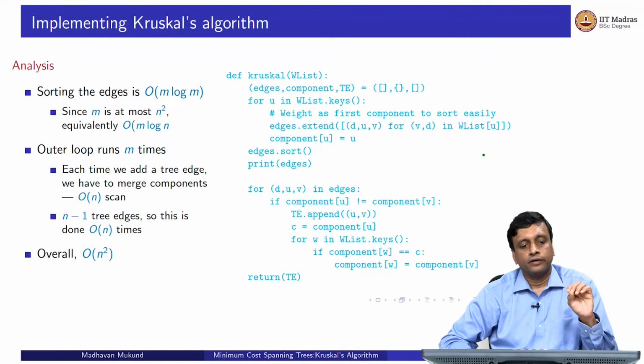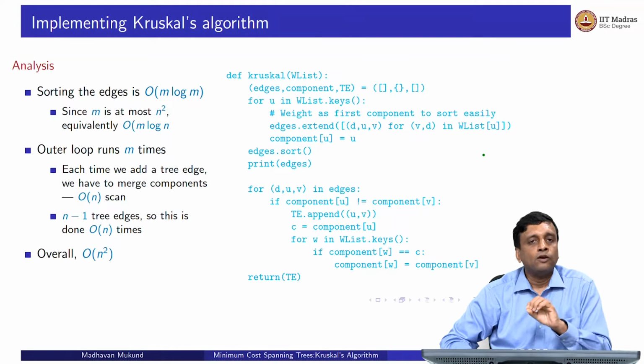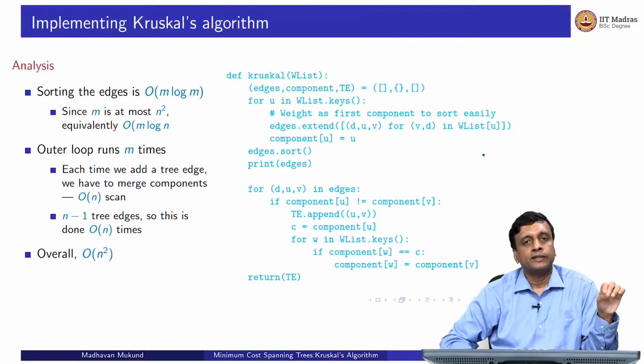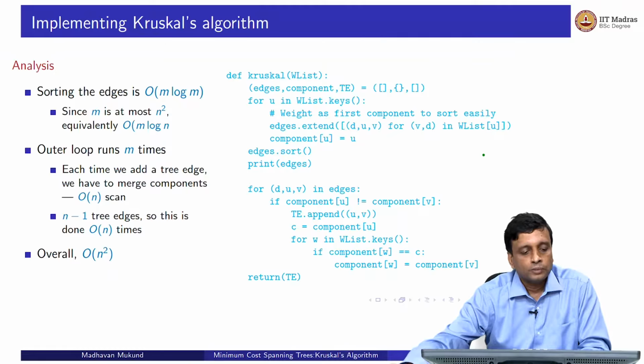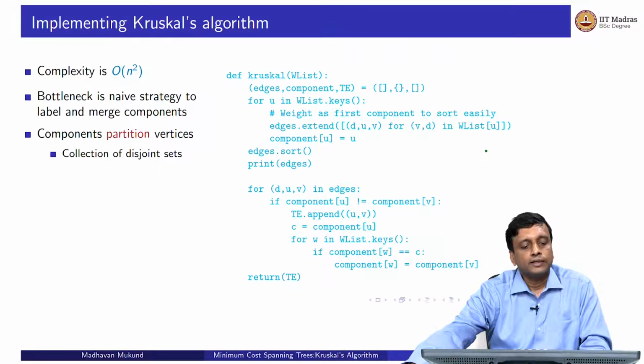Here the problem is different. Here our problem is that when we update a component, we have to scan all the component names and update all the ones which have the same component as the one that is being merged, and we have no clever way of understanding which ones need to be merged now. So, the bottleneck is really in this naive strategy to label and merge components, right.